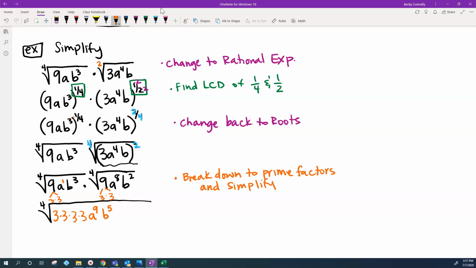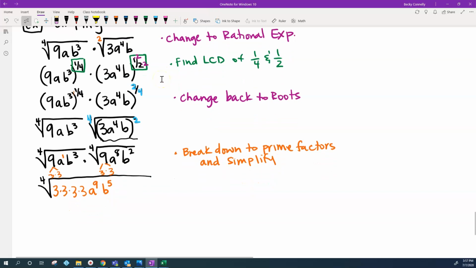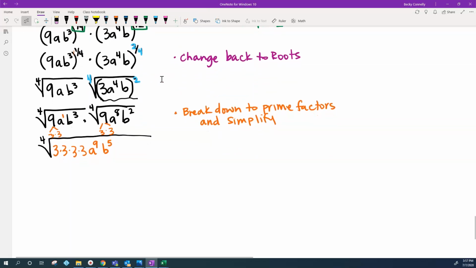Okay, so break down to prime factors and simplify, right? So I can see now I have an index of 4, so I need 4 of the same in order for these to come out. So I've got 3 that can come out, with my a to the 9th. Remember, I'm dividing that in. How many times will 4 divide into 9? Well, it will go 2 times with 1 left over.